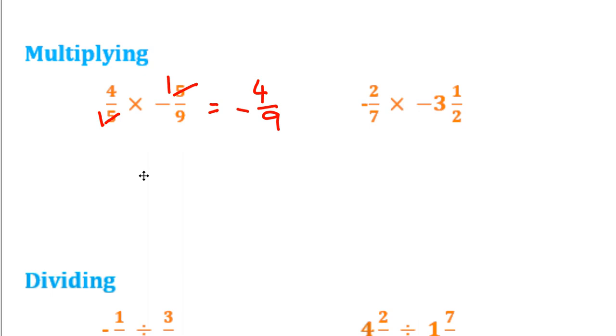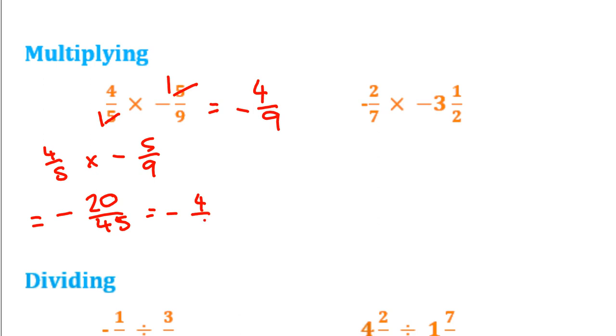I'll also show you the regular method, which would just be 4 over 5 times negative 5 over 9, which equals, it's negative overall, 4 times 5 is 20, 5 times 9 is 45. And then you would just have to simplify that, because 20 and 45 can both be divided by 5, which would give you negative 4/9. So see, you get the same answer.